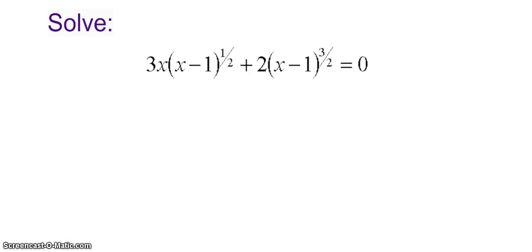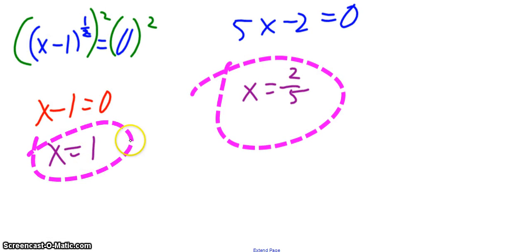Next one. Solve this. I will give you a hint. Factor out the greatest common factor. Pause the video, try that. Unpause when you're ready to check your work, or if you get stuck. Okay, so here we should get x equals 1 and x equals 2/5.